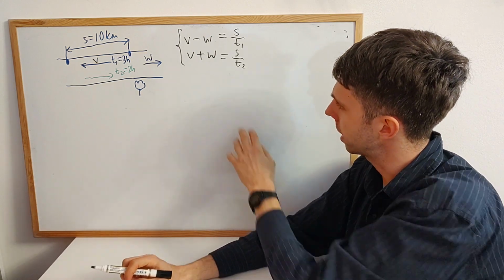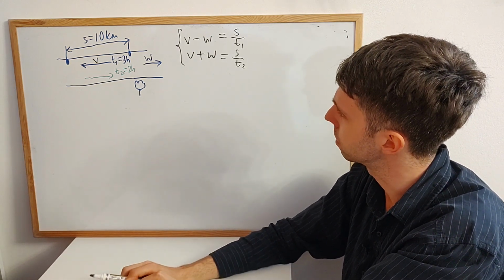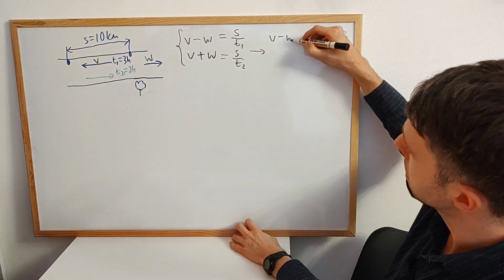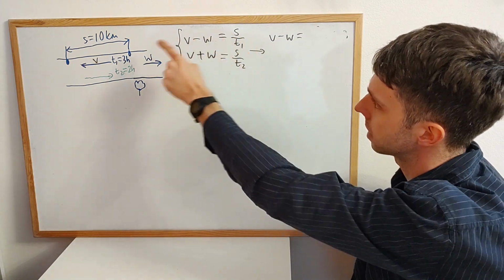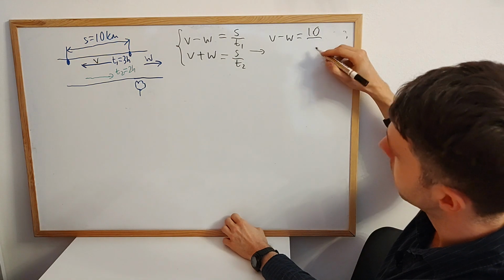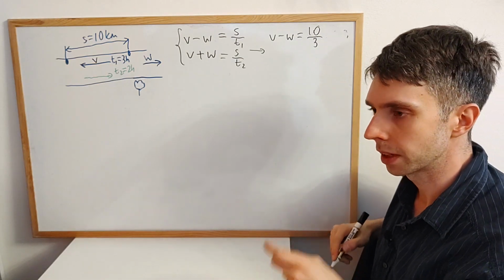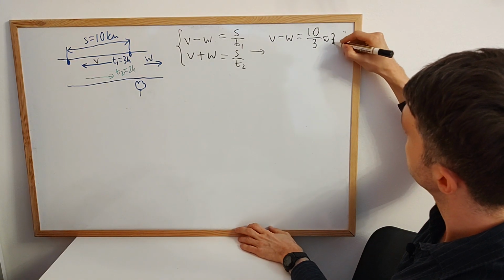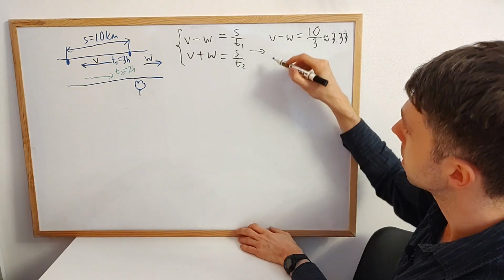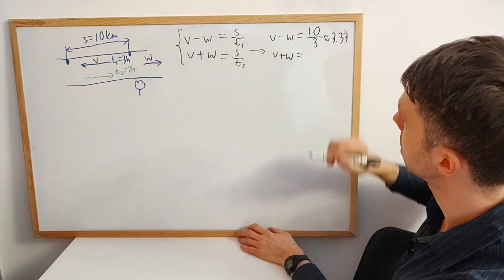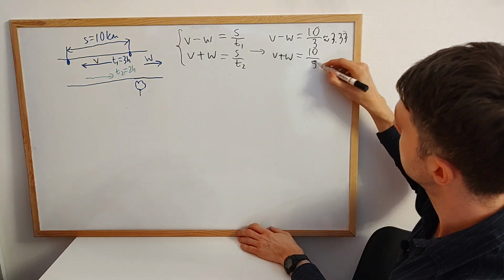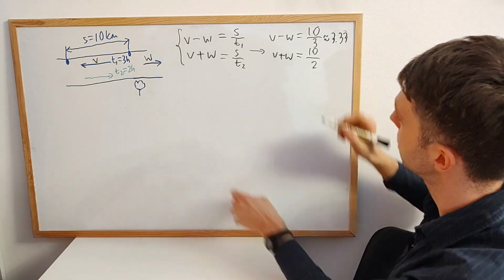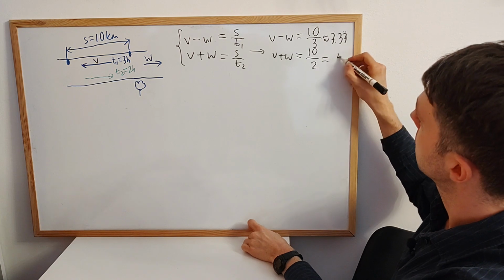So I think in this case we can solve it by plugging in the numbers. So v minus w is s over t1, 10 over 3, so it's 3 and 1/3, approximately 3.33, and v plus w is 10 divided by 2, and this is indeed 5.